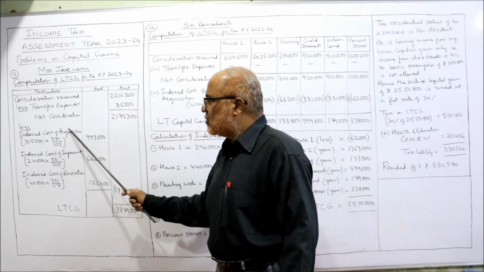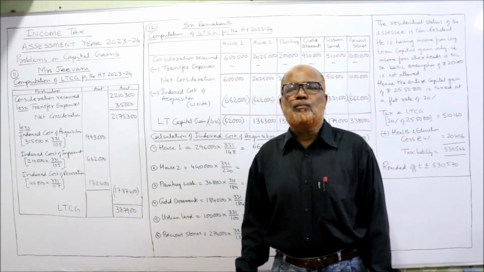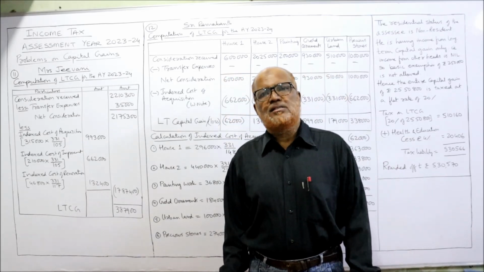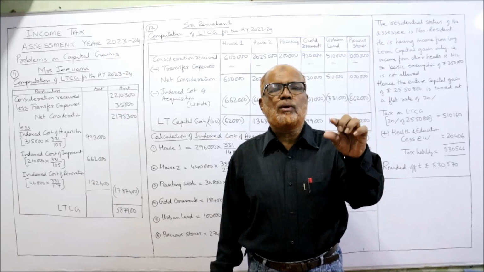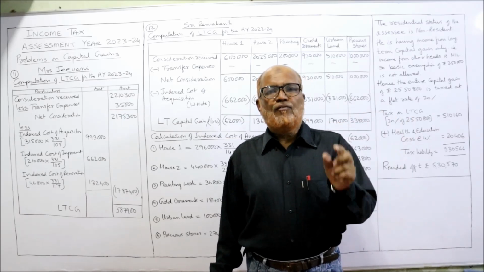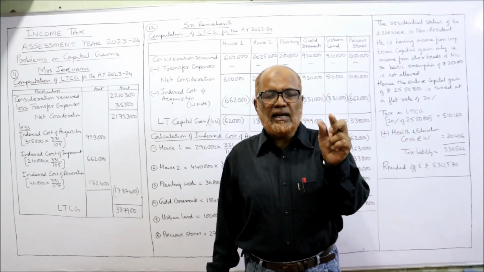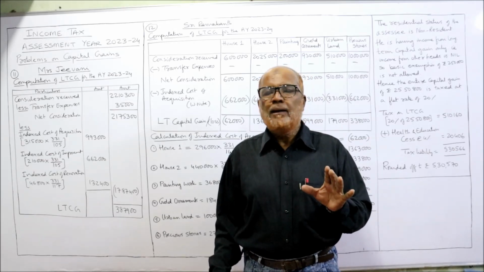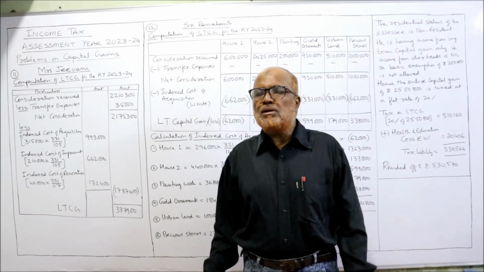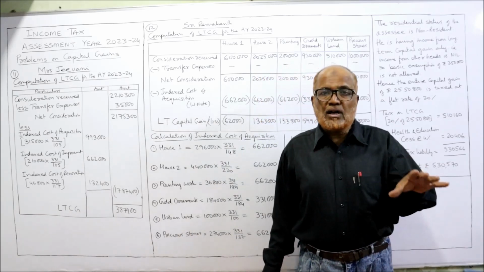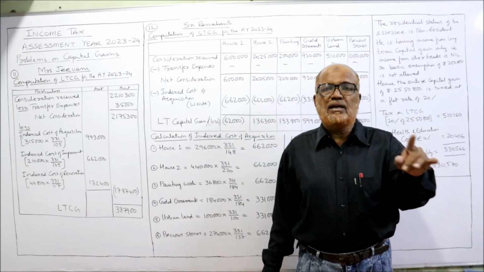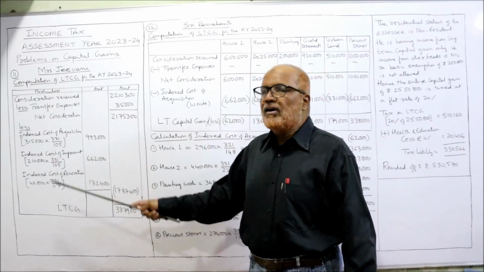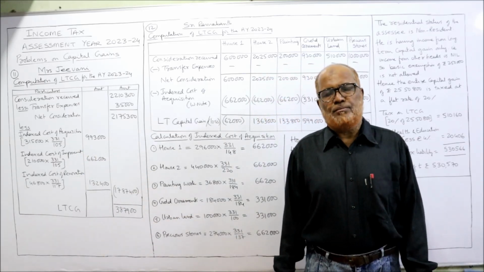So indexed cost of acquisition: 3,15,000 into current previous year index. Our current previous year is 2022-23. For 22-23, the index number is 331. Always remember that sometimes it may be given in the problem, sometimes it may not be given. So our current previous year 22-23 index number 331, divided by the index number of the year of purchase.